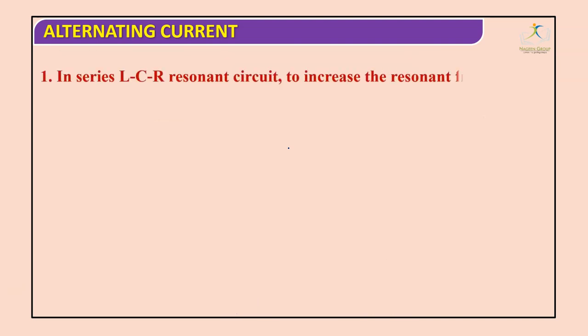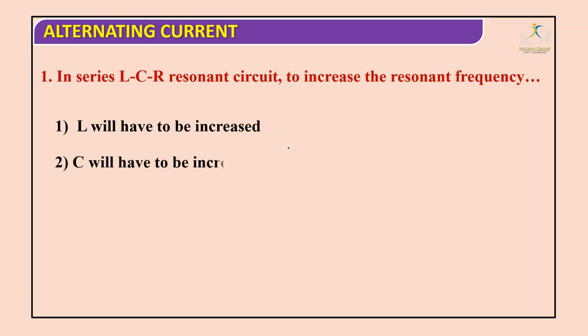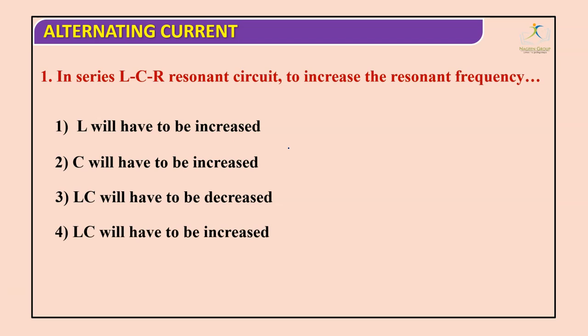I'll go through some questions so that things will be clearer for you, students. In the LCR resonant circuit, to increase the resonant frequency, we have these options: L will have to be increased, C will have to be increased, LC will have to be decreased, or LC will have to be increased. The correct answer for this question is that LC will have to be decreased. To increase the resonant frequency, LC will have to be decreased.